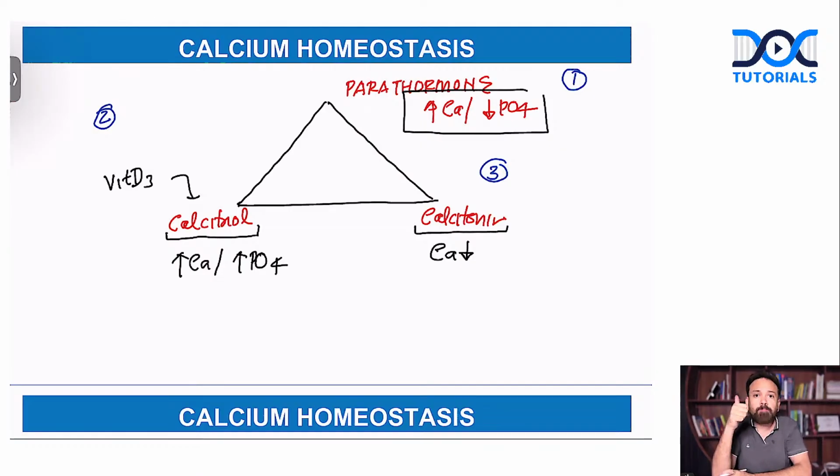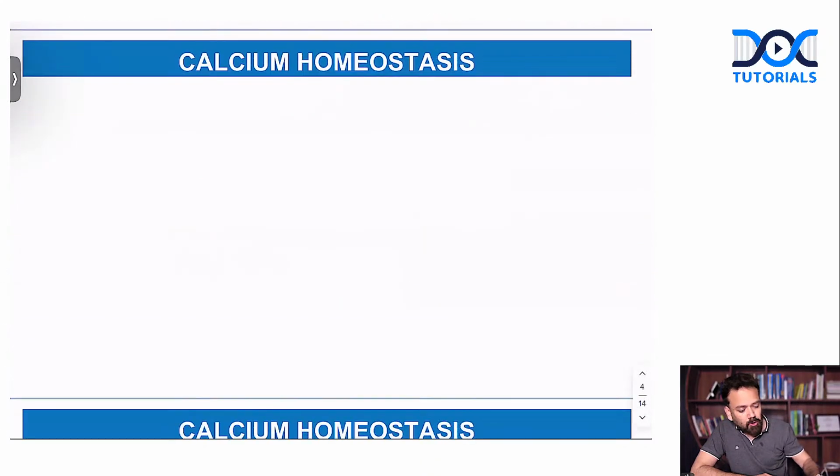So the first hormone, parathormone, increases blood calcium and decreases the phosphate. Calcitriol, vitamin D3, the active form, not only increases the blood calcium, but also increases the phosphate level. And calcitonin always decreases blood calcium level in the blood. Okay, now we are going to discuss one by one. First, about parathormone.